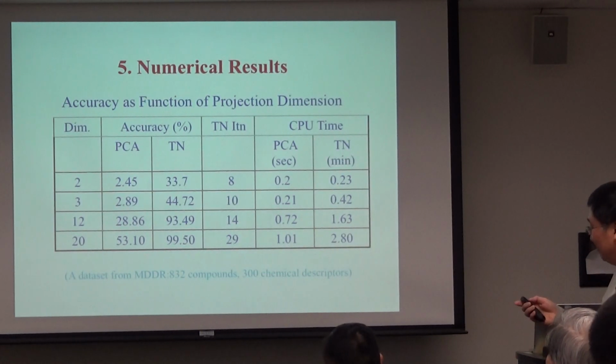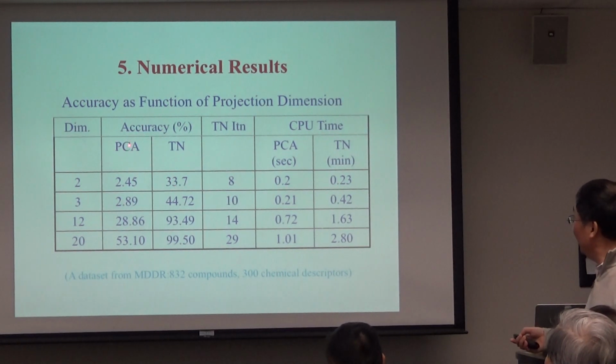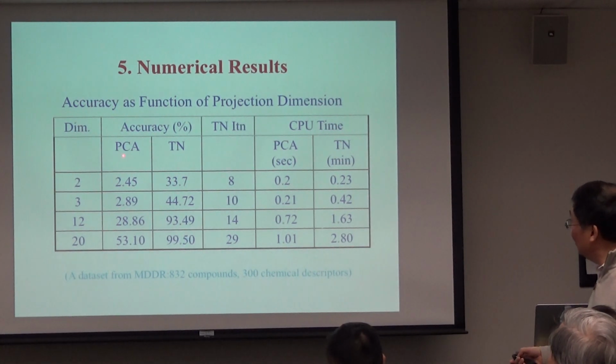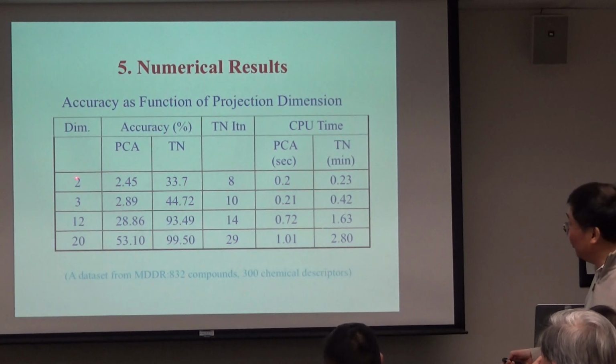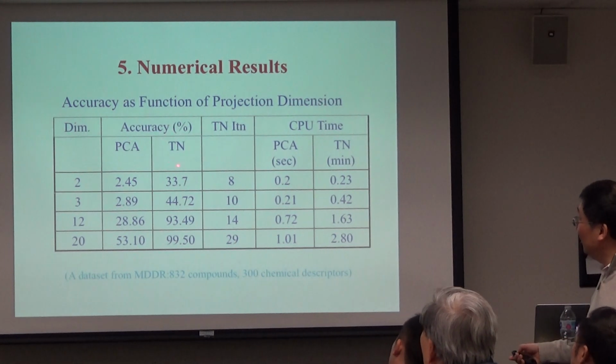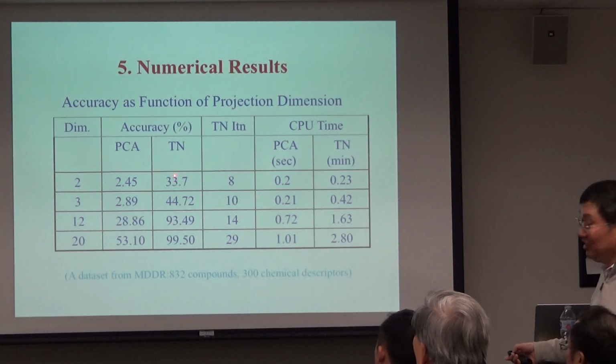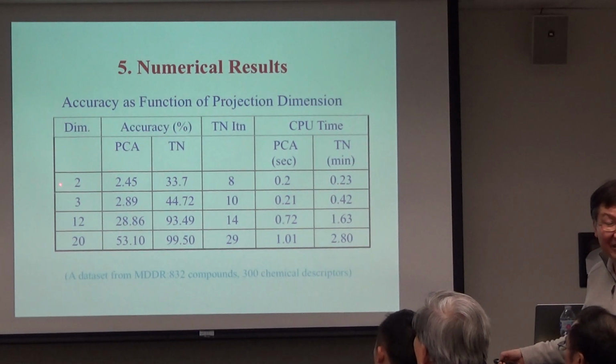So this is the performance. You see here, if you just use PCA, this is the accuracy, if you are in 2 dimensions. Now if you apply refinement using minimization, the accuracy sharply increases to 33%.